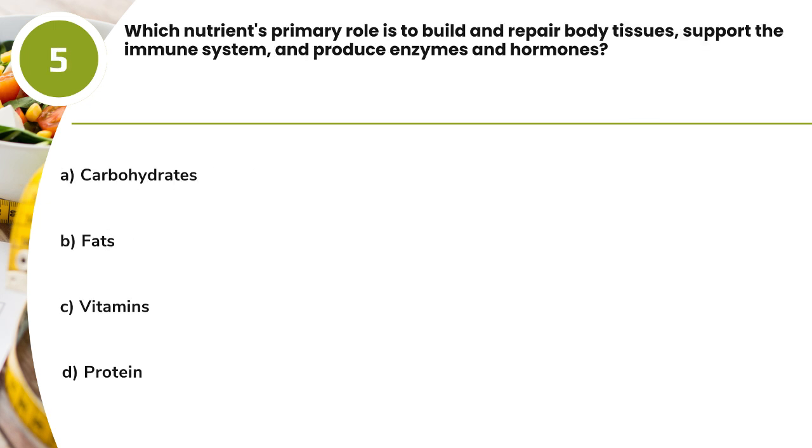Question 5. Which nutrient's primary role is to build and repair body tissues, support the immune system, and produce enzymes and hormones? A. Carbohydrates. B. Fats. C. Vitamins. D. Protein.